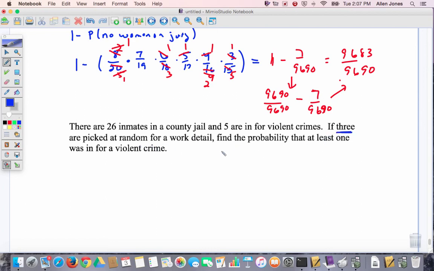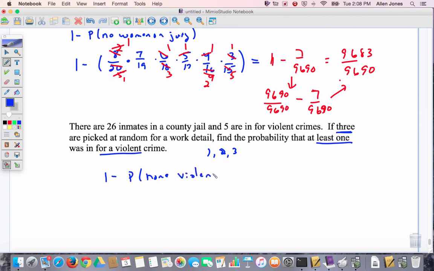One more time here. There are 26 inmates in a county jail, and 5 are in for violent crimes, which means 21 are not in for violent crimes. If 3 are picked at random for a work detail, find the probability that at least 1 was in for a violent crime. So at least 1 would be 1, 2, and 3. In this case, probably not too awfully long, but still 3 times as opposed to 1.